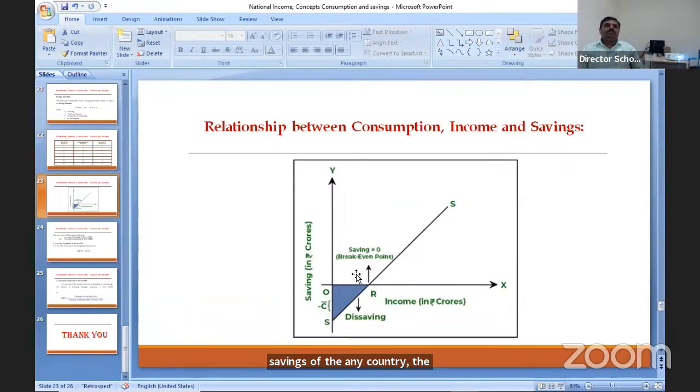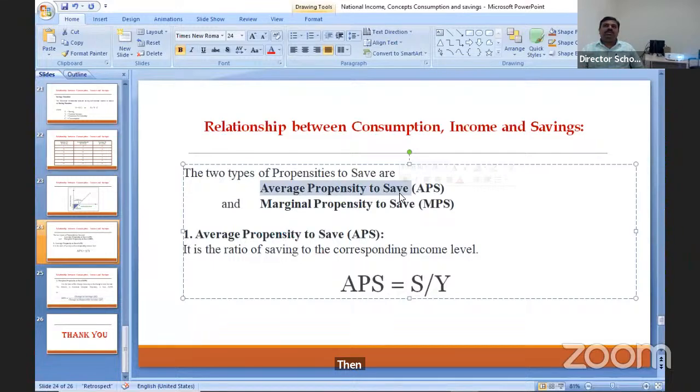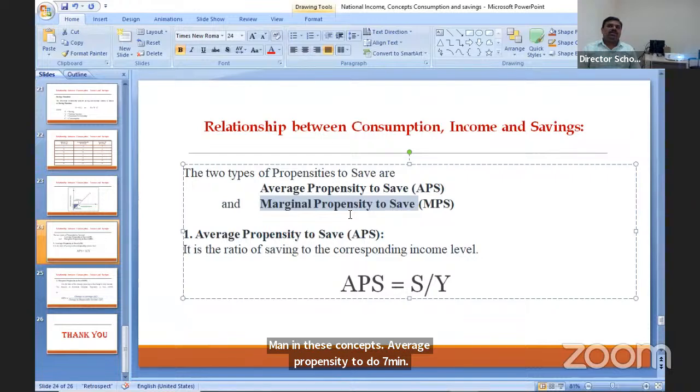Okay, the next thing is average propensity to save, then marginal propensity to save. These two types are made in these concepts. Average propensity to save means the ratio of saving to the corresponding income level. A very simple manner.